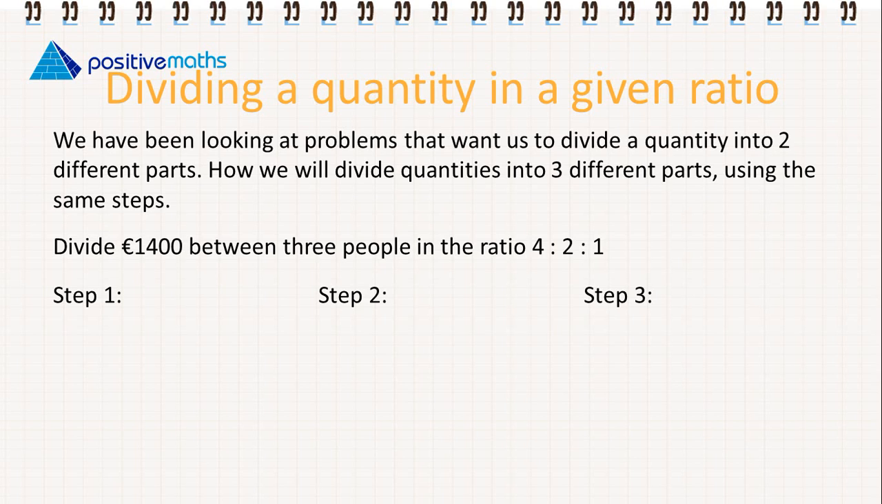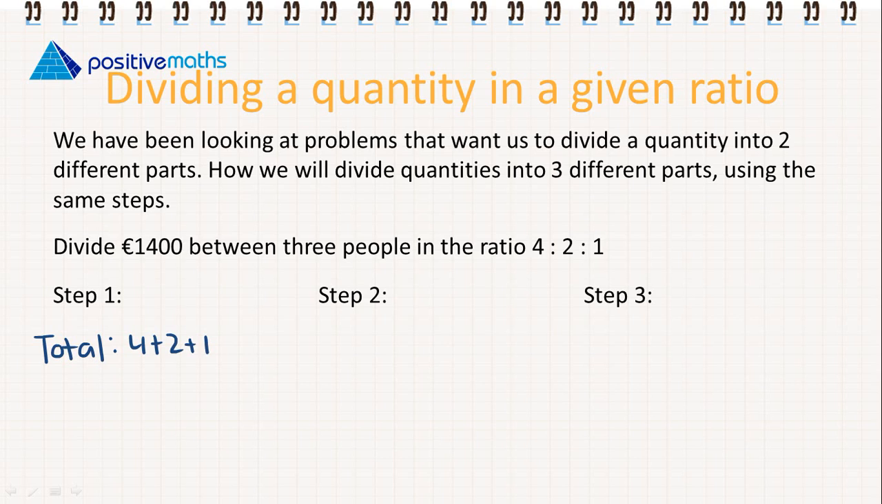Okay, we've been looking at problems that want us to divide a quantity into 2 different parts. But now we have to consider how we will divide quantities into 3 different parts using the exact same steps. Okay, so we're going to continue to use these 3 steps even if we have a ratio that has 3 different numbers here. So we need to divide €1,400 between 3 people in the ratio 4:2:1.